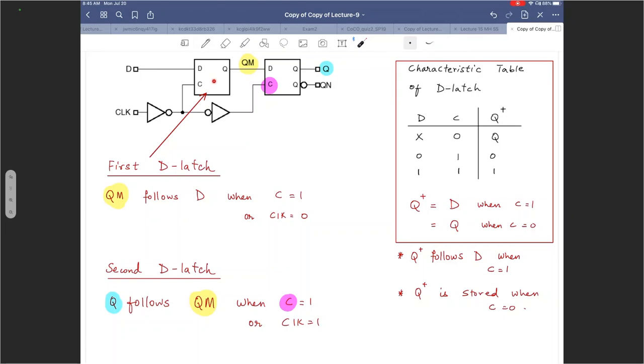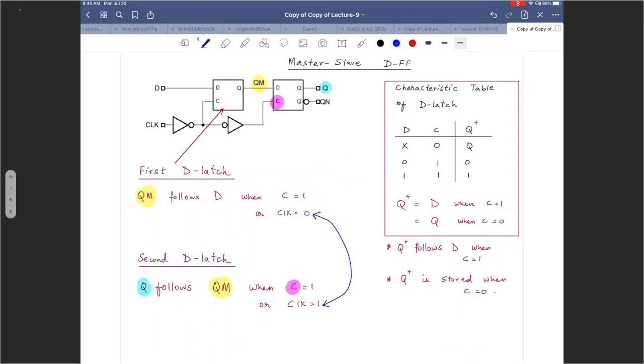So one guy is responding to clock is 0. The second guy is responding to clock is 1. So both combined will respond to when things go from low to high. One guy responds to clock is 0, the other guy responds to clock is 1, so the overall design will respond to when the clock goes from 0 to 1, or the positive edge of the clock. So that's how we are designing this master slave positive edge trigger D flip-flop.